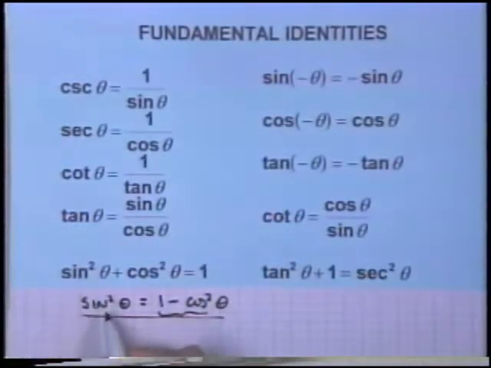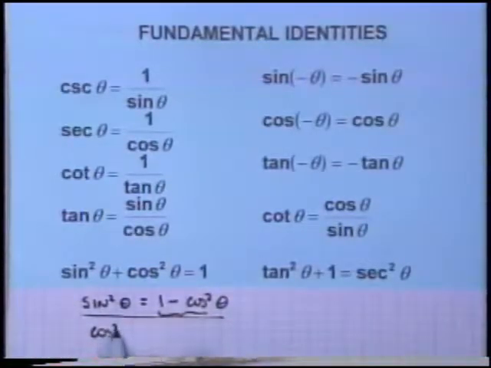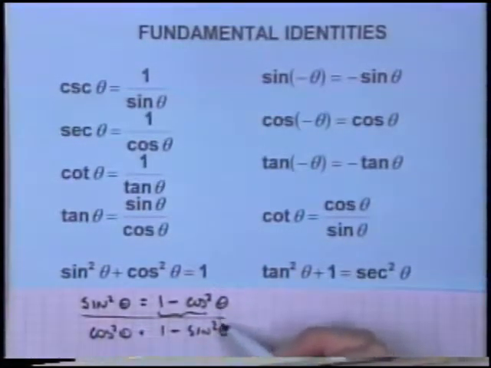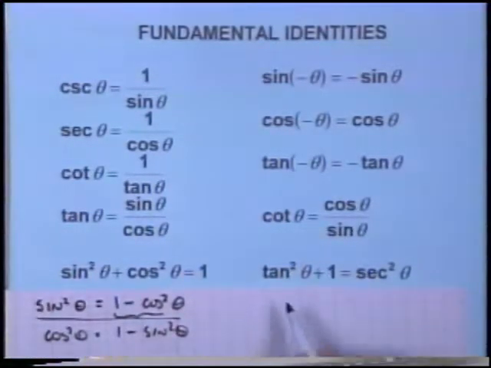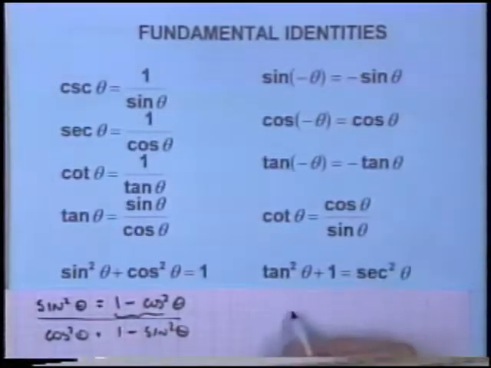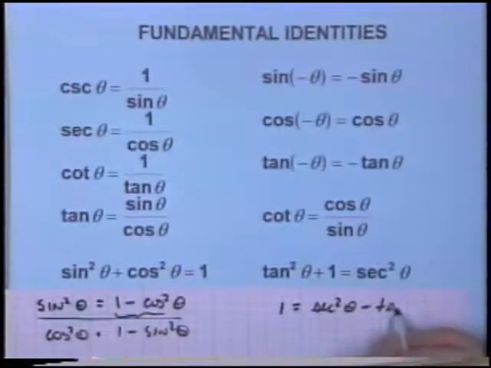Of course, you could also subtract the sine squared and have cosine squared theta equals 1 minus sine squared theta. These two are alternate forms of this identity here, and you'll want to work on those. Notice on our tangent squared theta plus 1 equals secant squared theta, if I subtract the tangent squared, 1 is equal to secant squared theta subtract tangent squared theta.